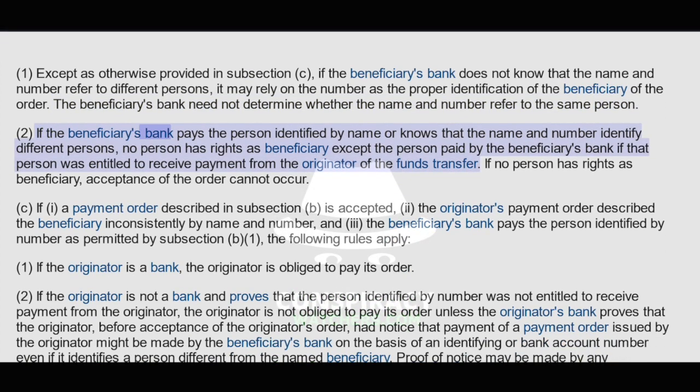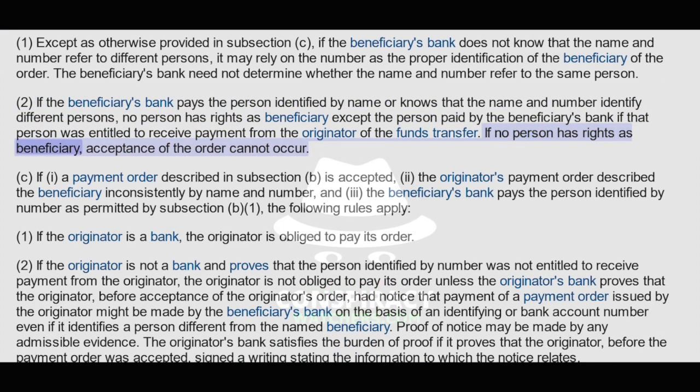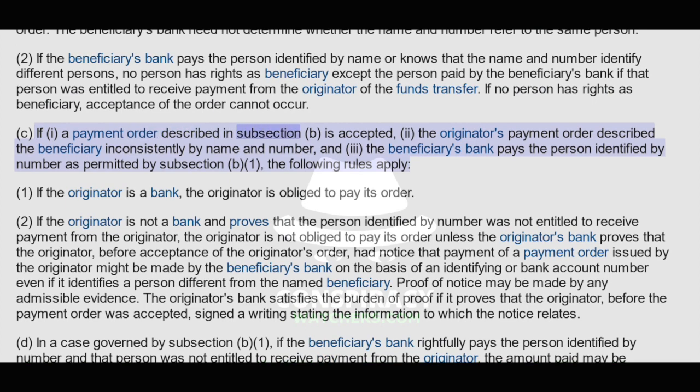If the beneficiary's bank pays the person identified by name or knows that the name and number identify different persons, no person has rights as beneficiary except the person paid by the beneficiary's bank if that person was entitled to receive payment from the originator of the funds transfer. If no person has rights as beneficiary, acceptance of the order cannot occur. If a payment order described in subsection is accepted, the originator's payment order described the beneficiary inconsistently by name and number, and the beneficiary's bank pays the person identified by number as permitted by subsection, the following rules apply.